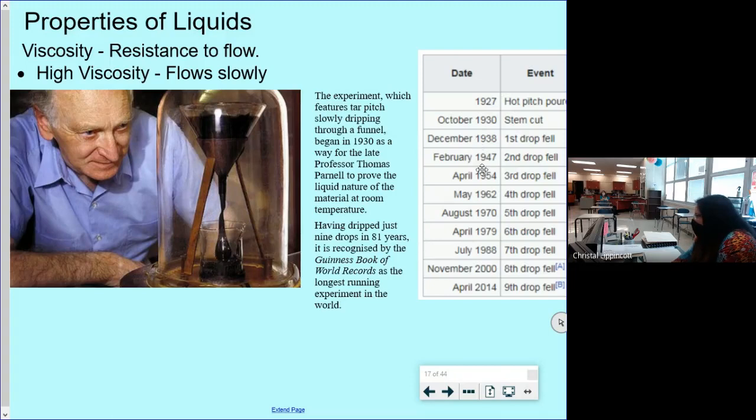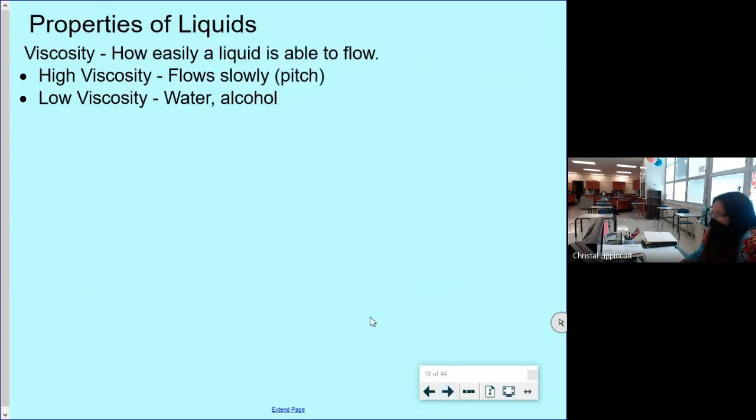Fast forward here to 2014. We've had 9 drops fall. Now, why did it slow down so much in between these years? My guess is that they probably got air conditioning in that university. So because of that, things slowed down a little bit here. It's taken like 14 years between drops as opposed to like 10 back in here. So my guess is that they air conditioned the place and that's what slowed it down. But this experiment has been running for a long time.